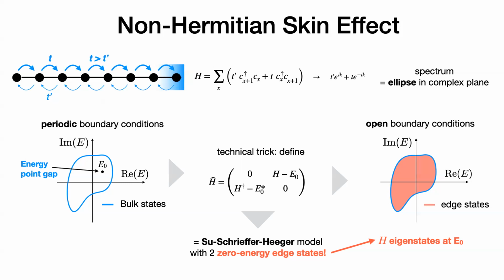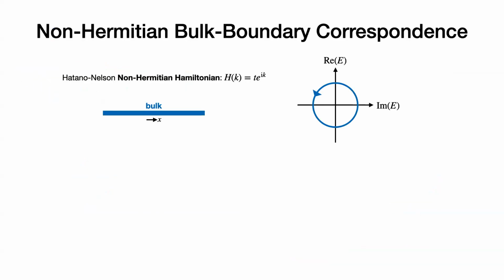So let's go on. Non-Hermitian bulk boundary correspondence. Previously we did Hermitian bulk boundary correspondence with the Chern insulator. Now I'm doing non-Hermitian bulk boundary correspondence, and then at the end I'll do Hermitian, non-Hermitian bulk boundary correspondence. So just non-Hermitian for now. We look again at the Hatano-Nelson chain. Now I'm setting T prime to 0, so this other hopping is 0 again for simplicity. So we just get a circle in the complex plane.